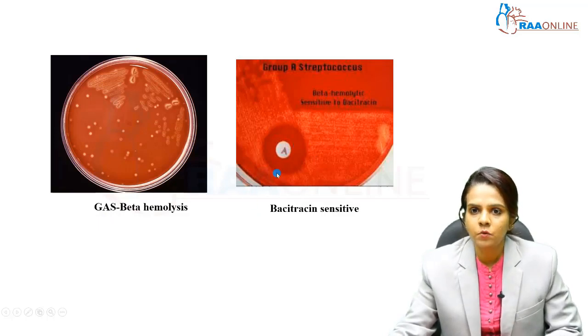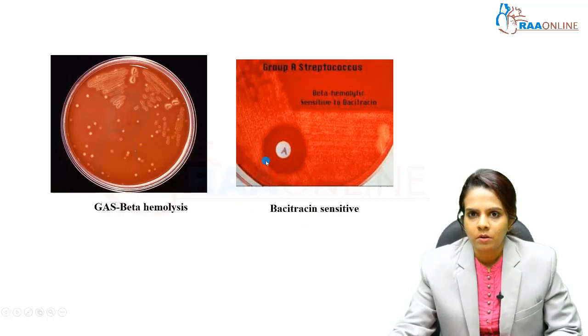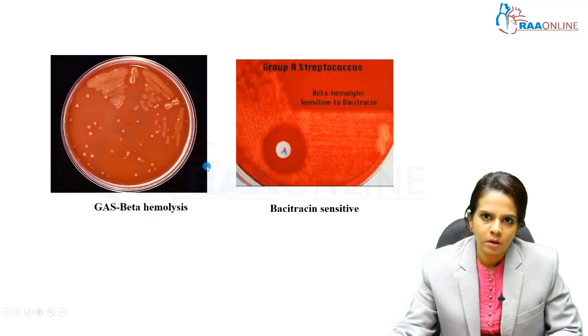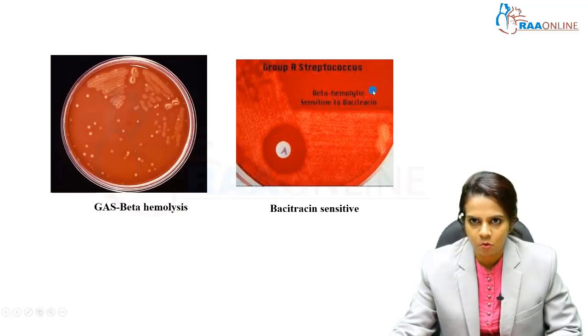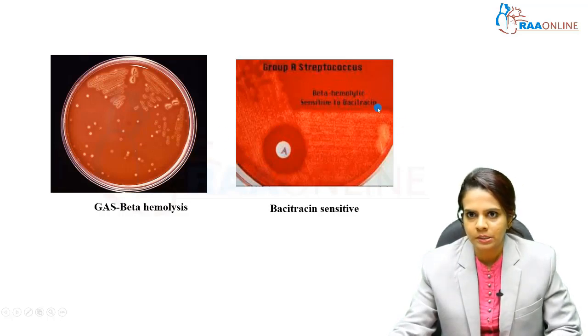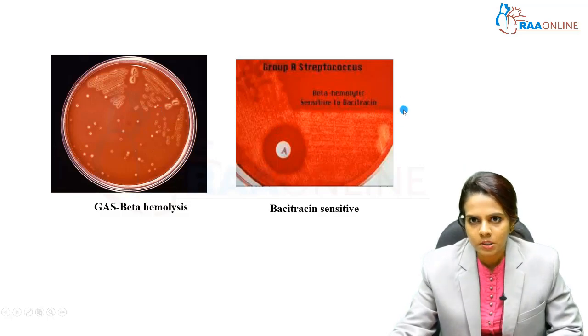This is sensitive to bacitracin. Here you can see the zone of inhibition around the disc of bacitracin, which is one of the key identification features of group A Streptococcus. So a beta hemolytic streptococcus which is sensitive to bacitracin is suggestive of group A Streptococcus.